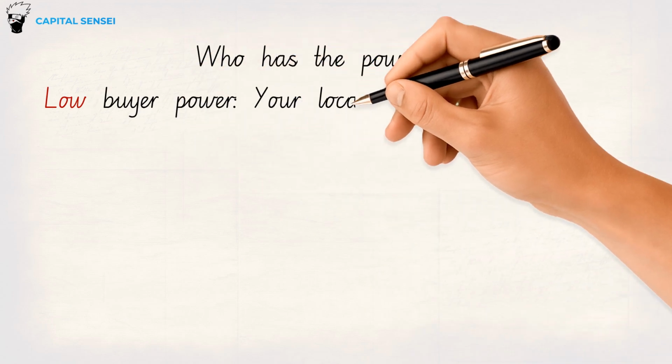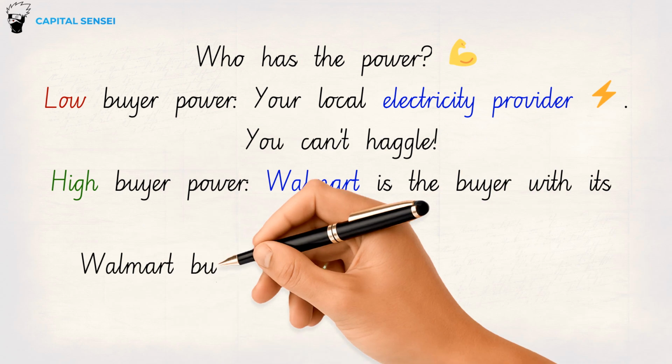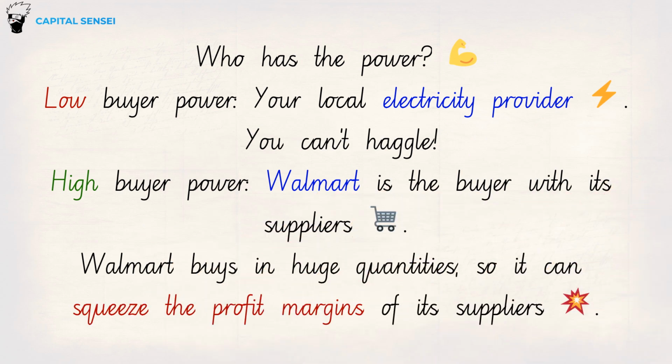Now, consider a situation where a company has immense power over its customers. Think about your local electricity provider. Can you haggle with them over the price per kilowatt hour? Of course not. You have one option. Your bargaining power as a buyer is essentially zero.